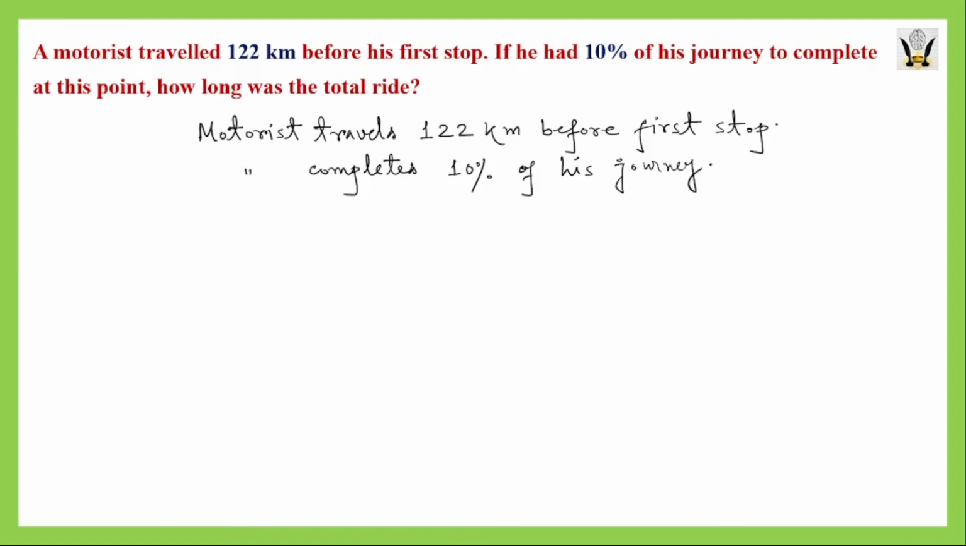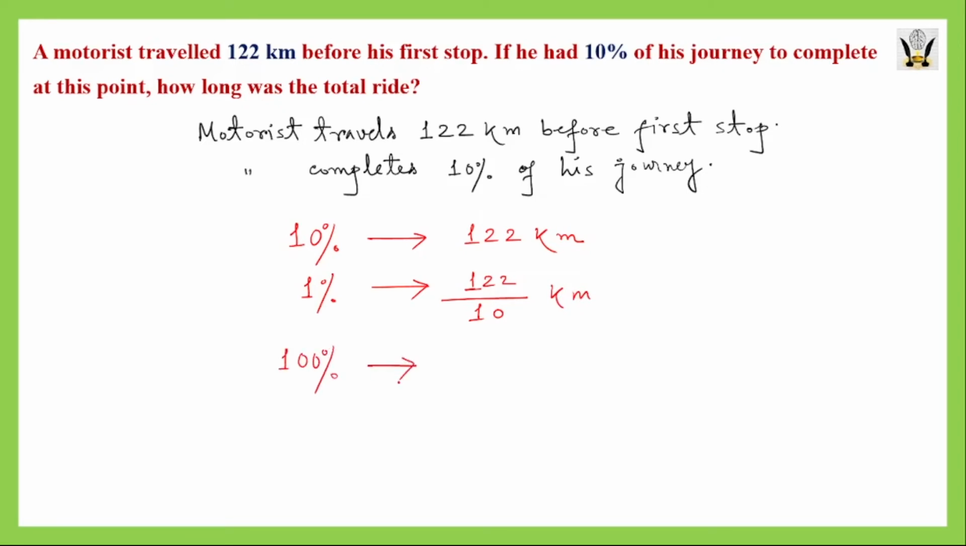So out of 100, if it is 100, then how many kilometers he has traveled, that will be the count or amount of total distance or total ride. So we can think this way: when it is 10%, the distance that he has covered is 122 kilometers. So when it is 1%, the distance will be 122 divided by 10 kilometers, and when it is the total distance, that means 100%, then how much will the distance be?